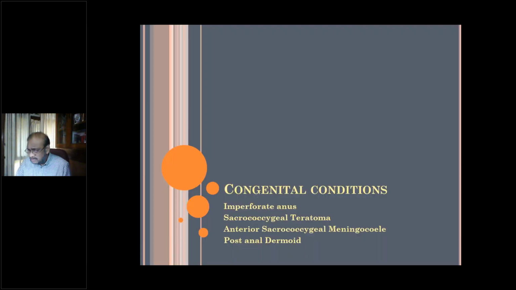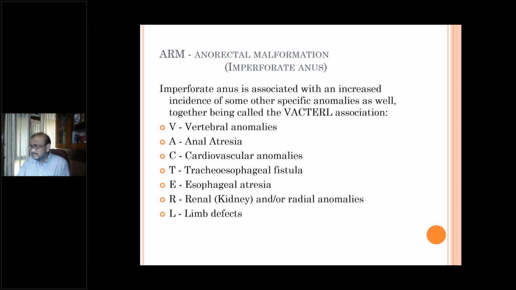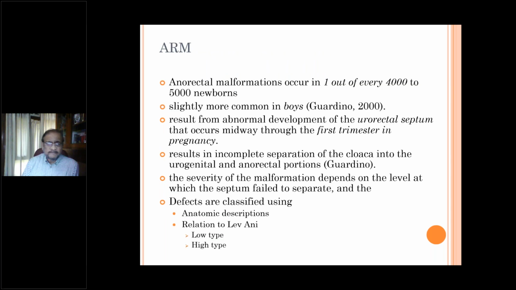Now I'll just refer to one or two congenital conditions, then we'll finish up. The first is the anorectal malformation, also the imperforate anus, and we all know that if a patient comes to you with imperforate anus, we all have to look for the VACTERL group of defects. And you all know what VACTERL is: the vertebral, anal, cardiovascular, tracheoesophageal, renal, and limb defects. I'm not going to go into the details of that. But just remember, when the patient comes to you with ARM, never forget to examine all these areas, right?